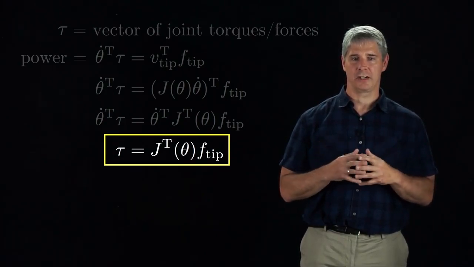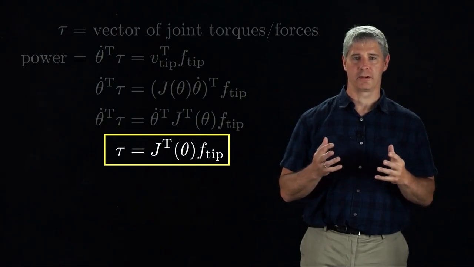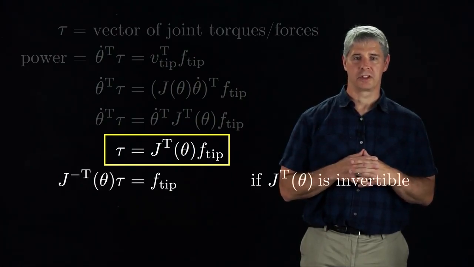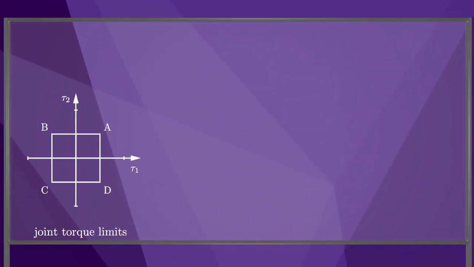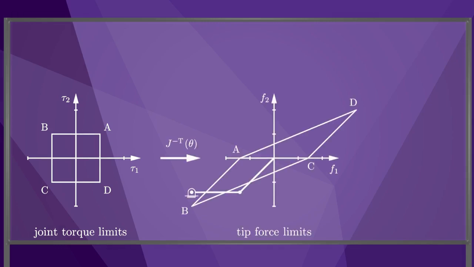In the case that J transpose is invertible, we also have the relationship F tip equals J transpose inverse times tau. Assuming J transpose is invertible, we can map joint torque limits to tip force limits using the inverse of the Jacobian transpose, similar to how we map joint velocity limits to tip velocity limits. In this configuration, the arm can apply large forces up and to the right at point D, but much smaller forces up and to the left.